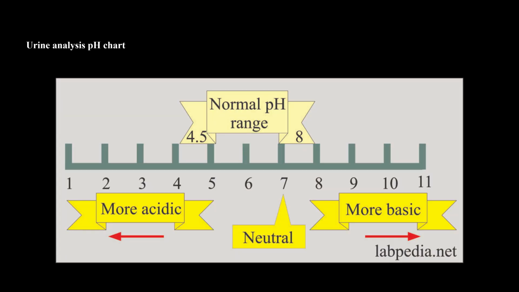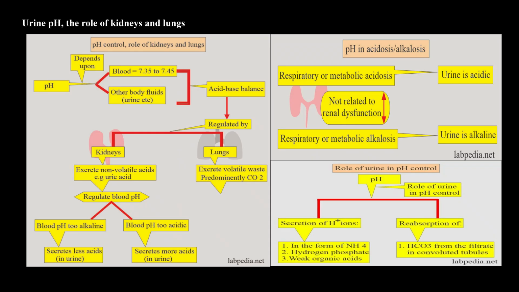Urine analysis: pH. Normal pH is 4.5 to 8. More acidic is below 4.5. Neutral is 7. More basic is 8 and above. Urine pH and the role of the kidney.